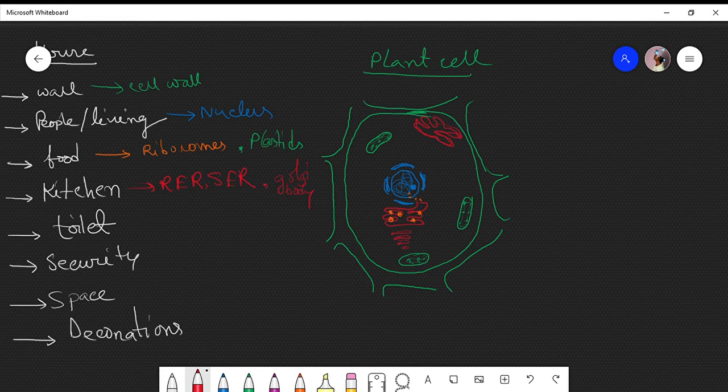For the toilet, I guess, what's the toilet in a plant? I don't know. I guess we'll say that it's this thing.